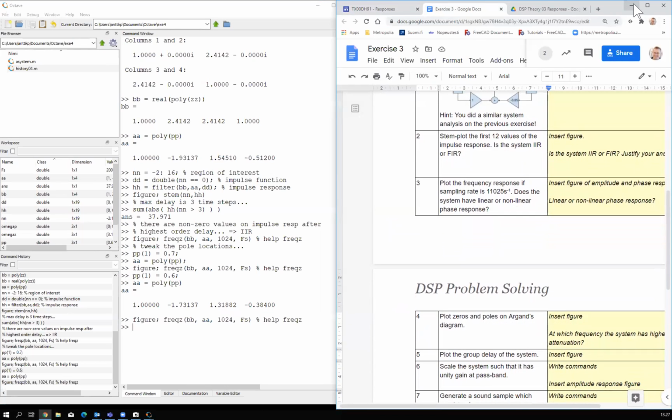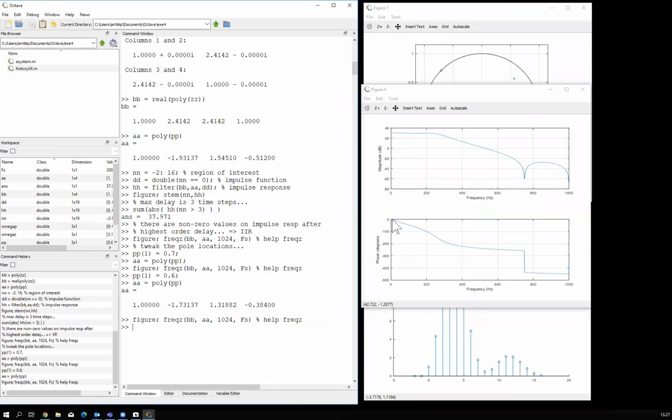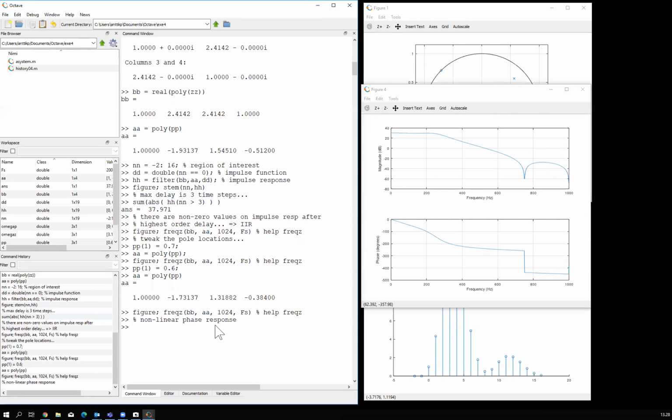Is it linear or non-linear? Well, on passband, this is not a straight line. This is not a straight line anywhere. So definitely a non-linear phase response. And what is more important is the group delay. I think it was called GRPDELAY, BB AA.